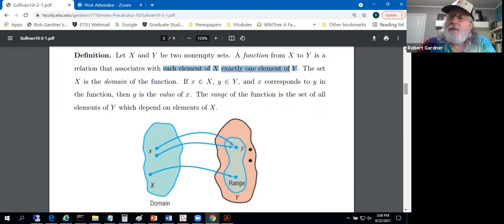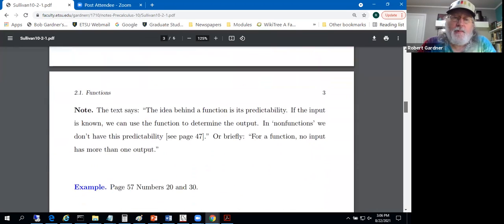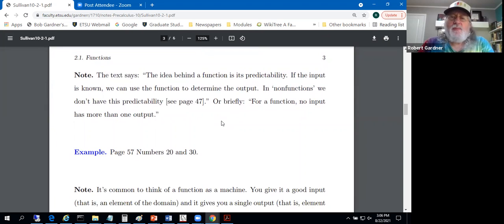of the set Y. The text says, the idea behind a function is its predictability. If the input is known, we can use the function to determine the output. In non-functions, we don't have this predictability. This is how they state it on page 47. I would state it more concisely. This is my wording here, I think. For a function, no input has more than one output. And every input is a valid input from set X. It's where the function is defined. It's the domain of the function.